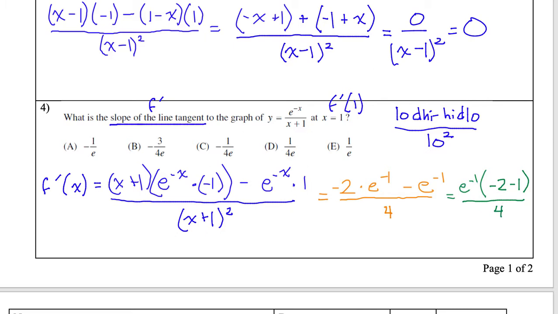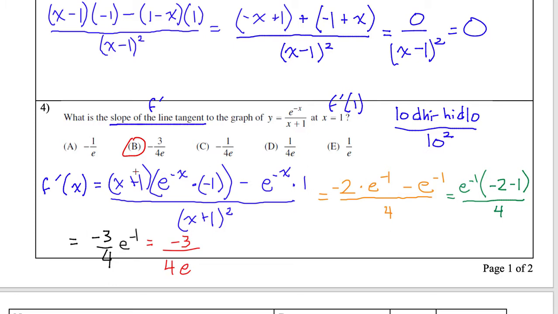So my new answer, let's change to black here, is negative 3/4 e to the negative 1, and of course e to the negative 1 can be turned into negative 3 all over 4e to the power of 1, which is just 4e. So there's our final answer, negative 3 over 4e. Where is it? Negative 3 over 4e. B is our correct answer.